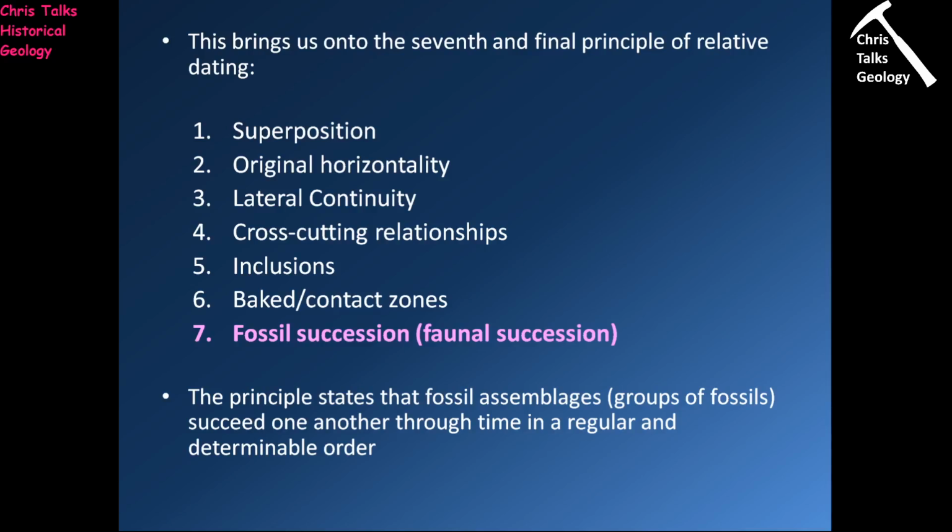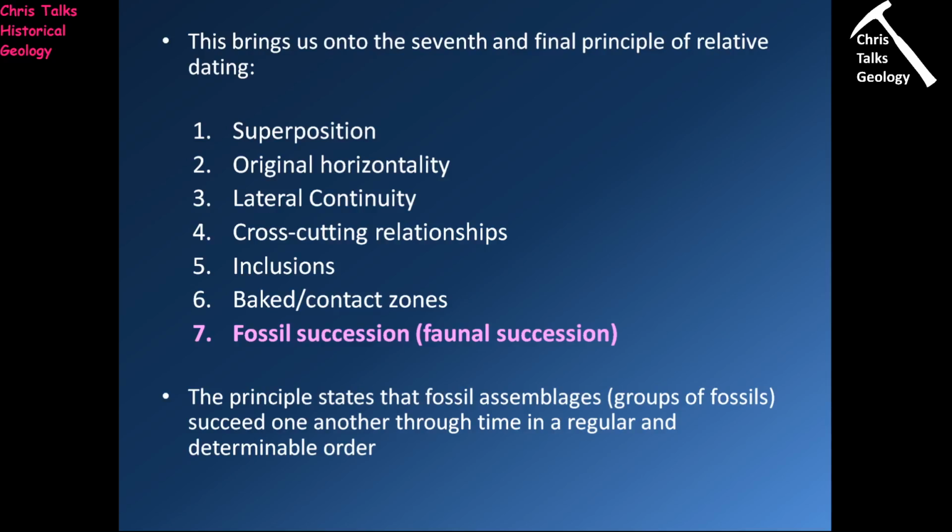And then finally we have fossil succession, which is also sometimes called faunal succession. And this principle is relatively straightforward. It just states that fossil assemblages, so groups of fossils, succeed one another through time in a regular and determinable order. Very straightforward. All it's simply saying is if we find a fossil as a geologist, we can work out where it sits in the sequence, because we know the fossils occur in a set order.